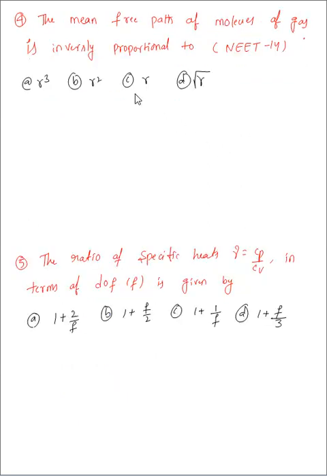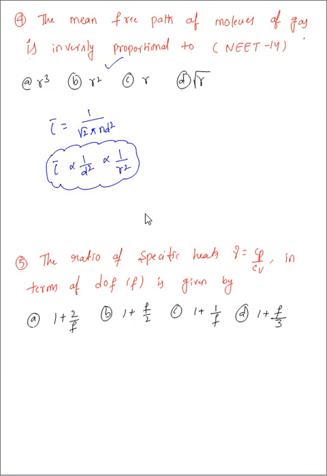In this question, what they are asking is: the mean free path of a molecule of a gas is inversely proportional to, NEET 2014 they given. Option A R cube, option B R square, option C R, option D root R. So basically mean free path is equal to 1 by root 2 pi n d square. Means mean free path is inversely proportional to diameter square. So diameter can be written as 2 times the radius. So it's inversely proportional to r square. So option B is correct for this question.